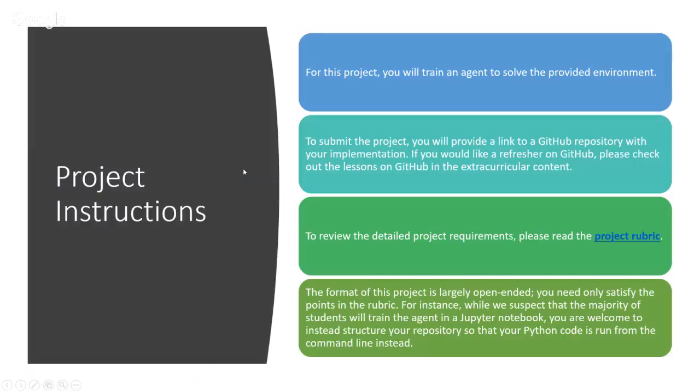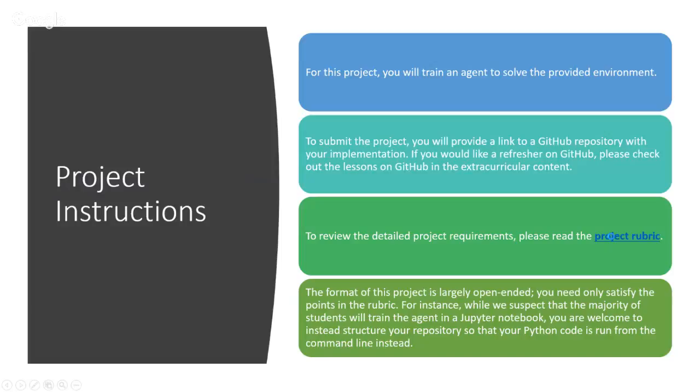So for this project, you will train an agent to solve a provided environment. To submit the project, you will provide a link to a GitHub repo with the implementation. If you'd like to refresh on GitHub, please check out the lessons in GitHub and the extracurricular content. To review the detailed project requirements, please read the rubric. The format of the project is open-ended and only needs to satisfy the points of the rubric. So basically, you can do it any way you want. You can look at, say, your last project using DDPG and just turn it into an MA-DDPG, which would probably be the simplest method.